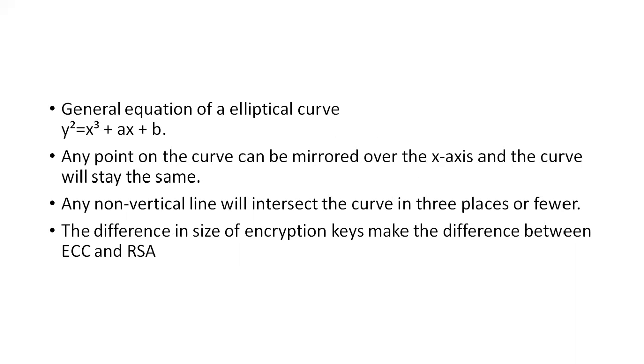The general equation of an elliptical curve is y squared equals x cubed plus ax plus b. Any point on the curve can be mirrored over the x-axis and the curve will stay the same. So if you mirror any point on the curve over the x-axis, the curve structure will not alter. And any non-vertical line will intersect the curve in three or fewer places.